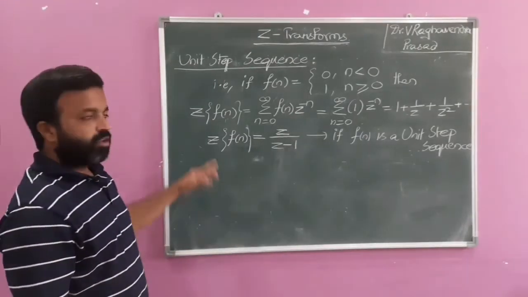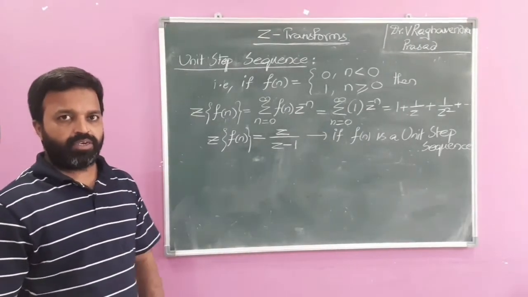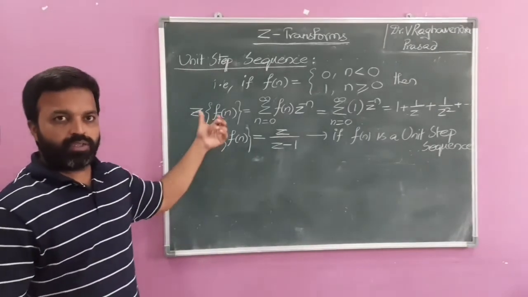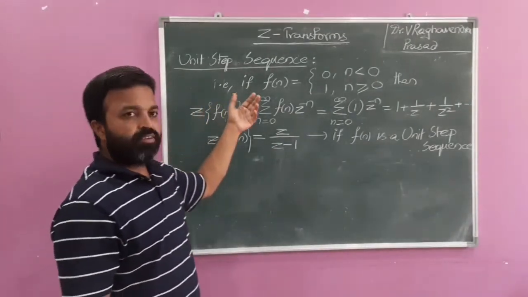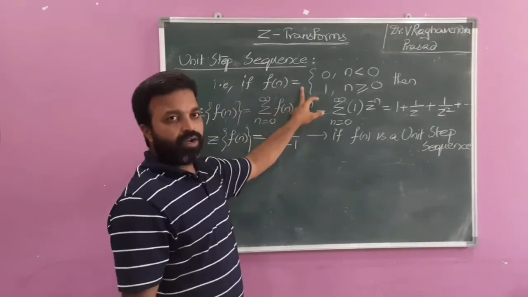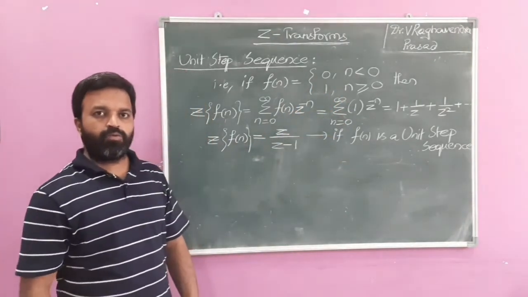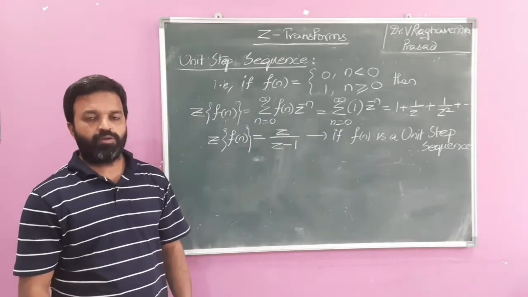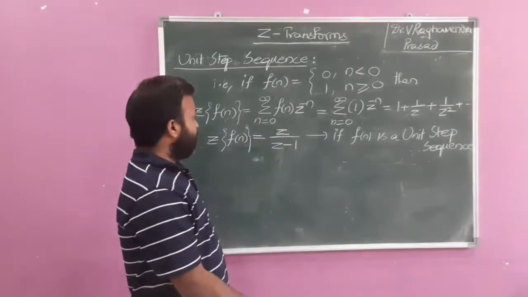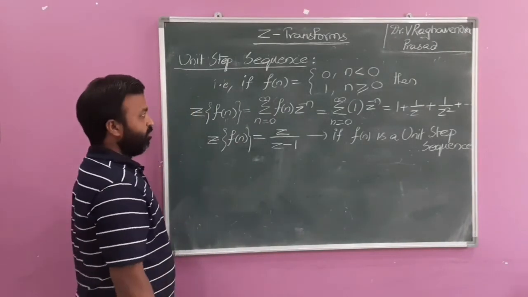Now the z transform of a unit step function. We know that the unit step sequence f of n is defined as f of n equal to 0 for n less than 0 and equal to 1 for n greater than or equal to 0. Then we will see the z transform of a unit step function here.